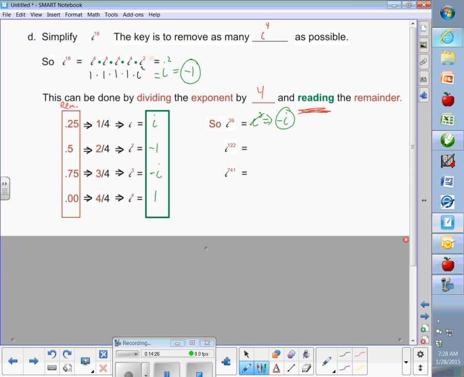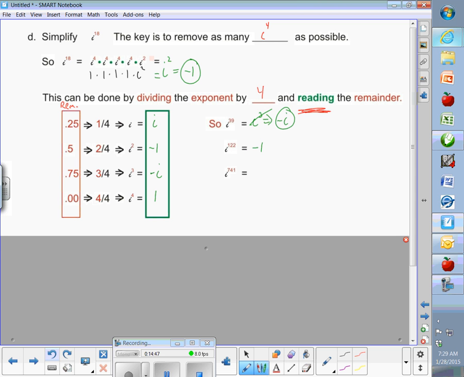And I really didn't even need to write the i cubed. It's just negative i is the answer. All right, i to the 122nd. 122 divided by 4. Boy, this is hard. 30.5. 0.5 is an i squared. That's a negative 1. Whoa, that was ugly. A negative 1.